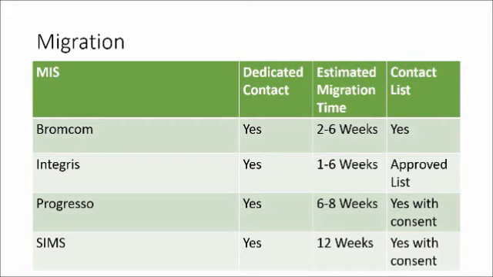And for SIMS, say yes to a dedicated contact. They estimate 3 months for the transfer, and they say they would approach schools to ask permission before passing along contact details. A final point on migration, Bromcom, Integris and Progresso will pull your data out of your existing MIS, while SIMS require you to provide it to them on spreadsheets.